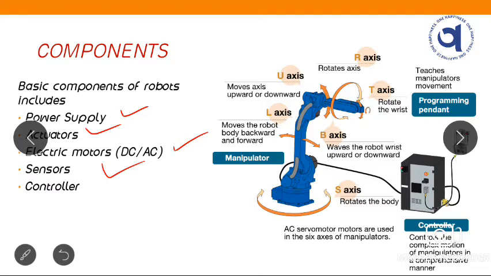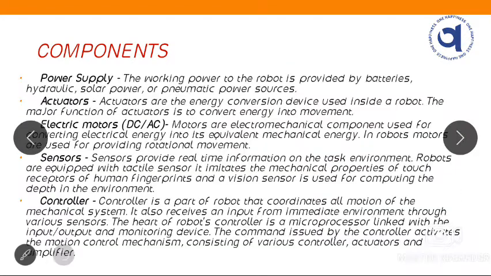And the controller is a microprocessor based system which can be used to control the robot. The controller is very important because we want to control the robot for a specific task. The controller runs a program, so it has a program and CPU and all, so that is a very important component. Okay, so let's move on.